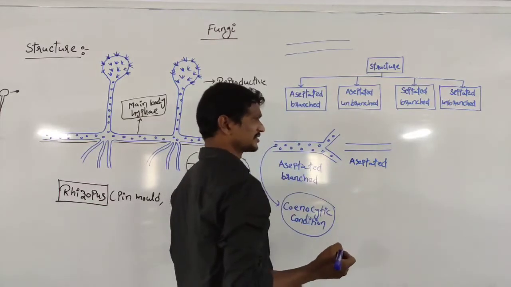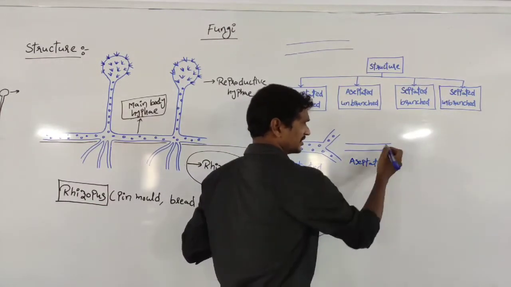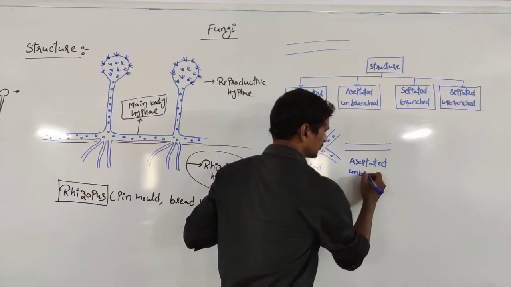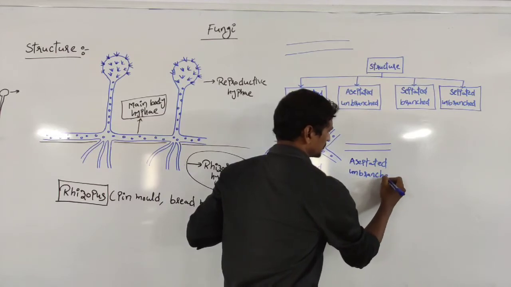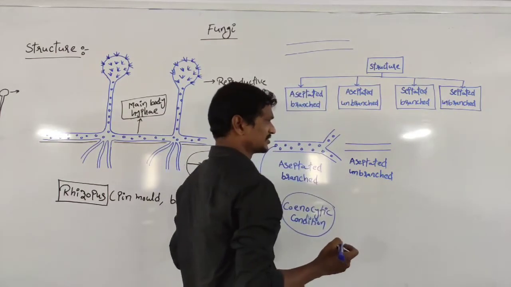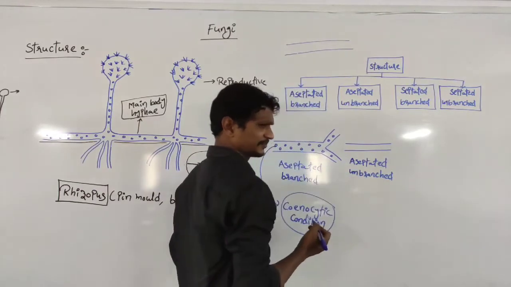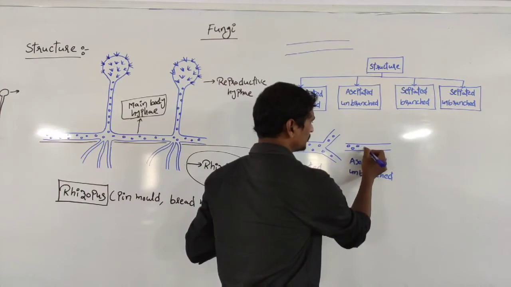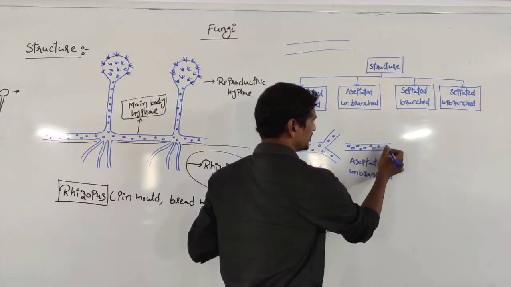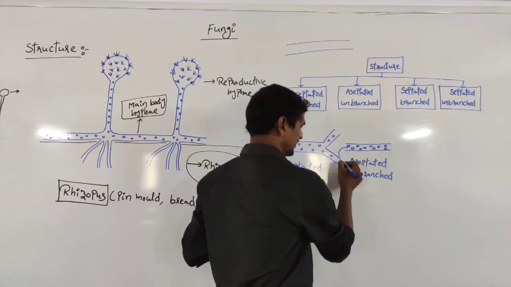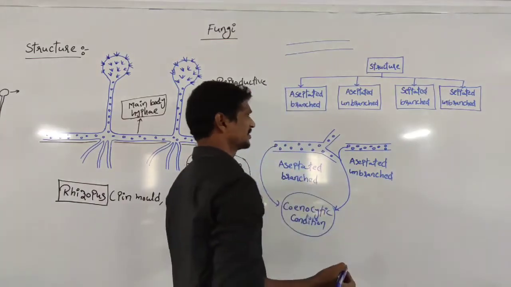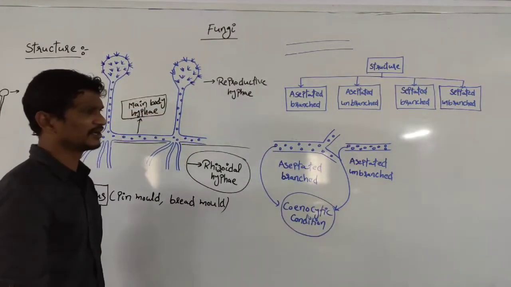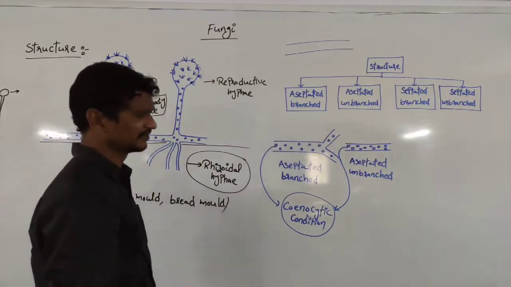Aseptate, right? And the next one, the branch is also absent. Here, the branch is also absent, so that one is called unbranched. Aseptate, unbranched. And remember, here many nuclei are present. The condition is called the coenocytic condition.